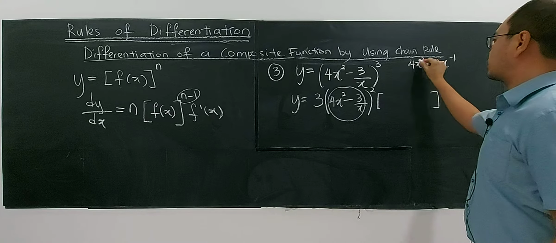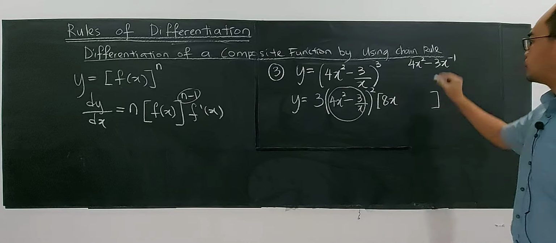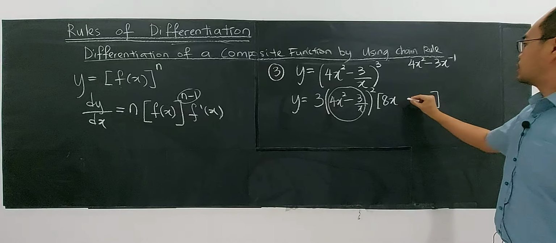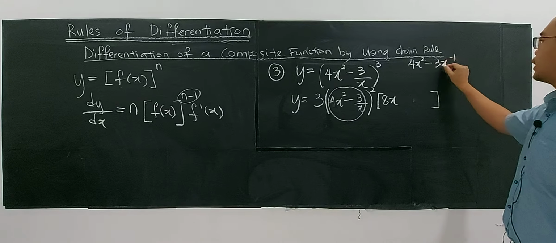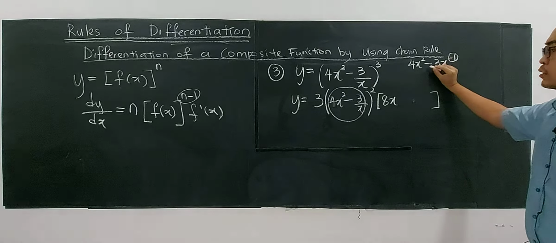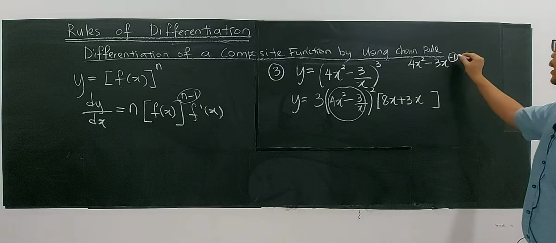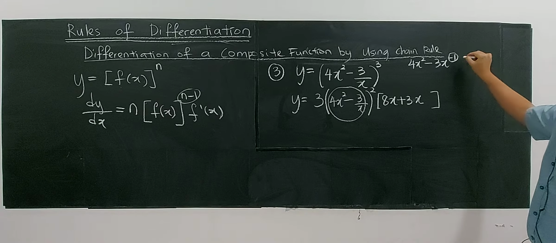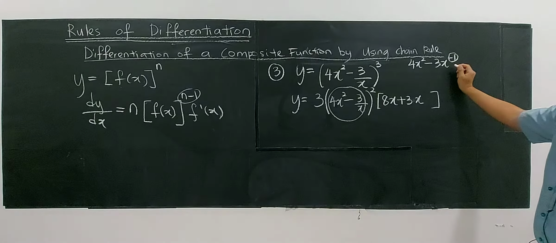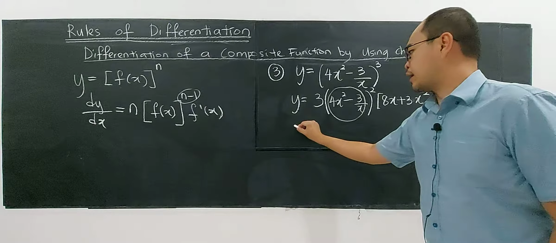So 4x squared, you have 2 times 4, 8x. 2 minus 1, you have power 1, right? So this one, negative 3x to the power of negative 1. Negative 1 multiplied with negative 3, so you have positive 3, right? Positive 3x. And negative 1, you have to minus with 1, so you have negative 2. So now you can rewrite back.